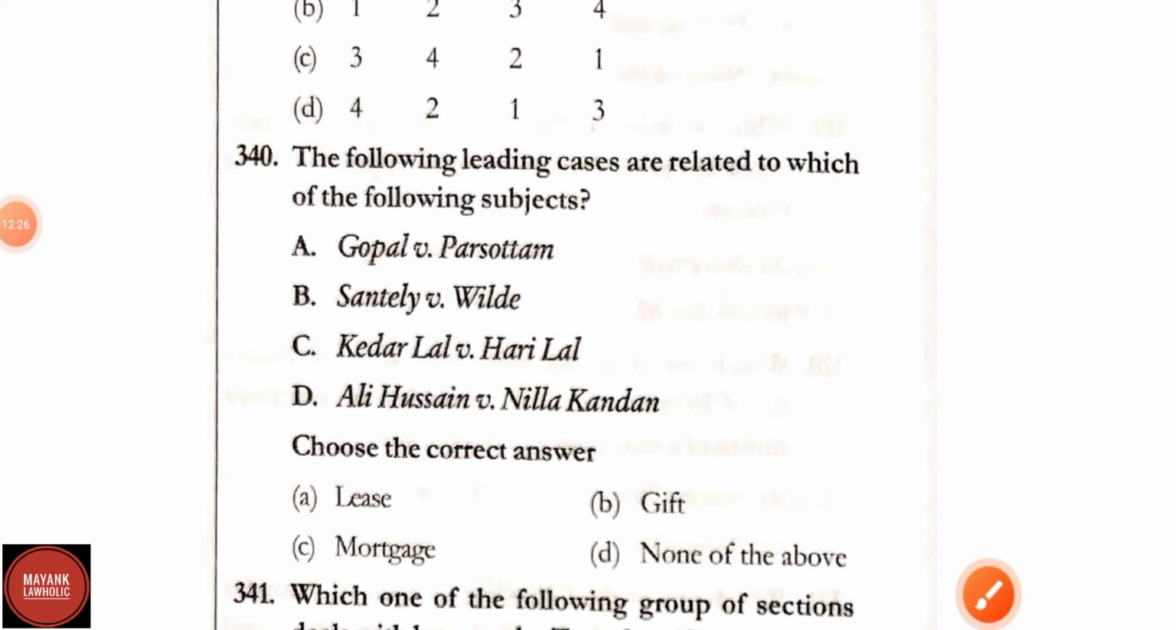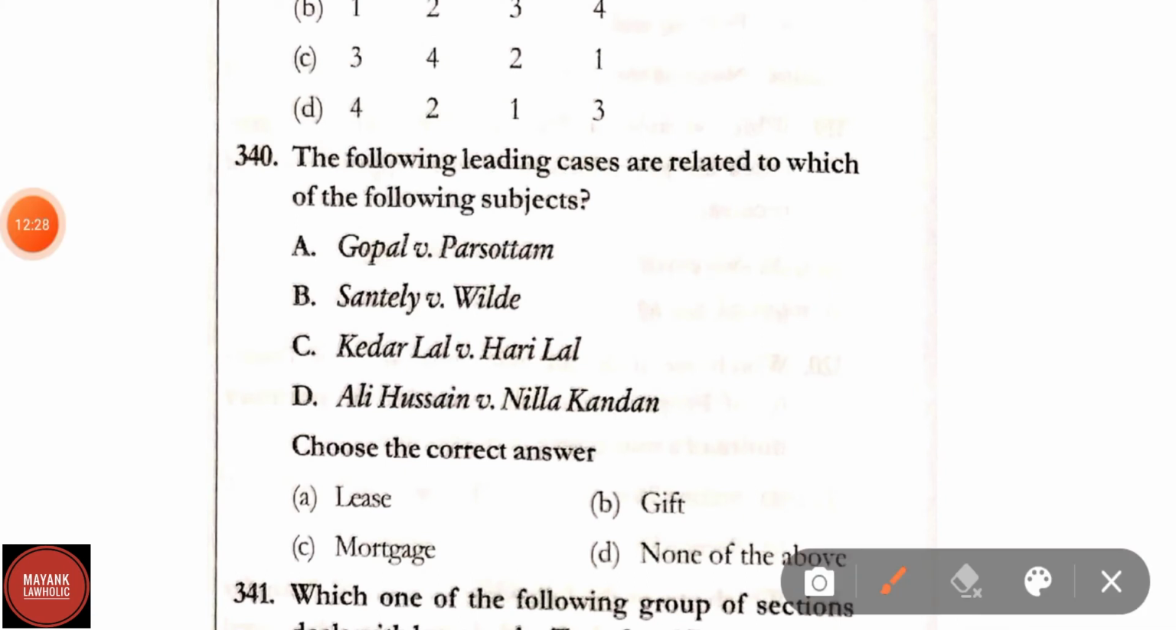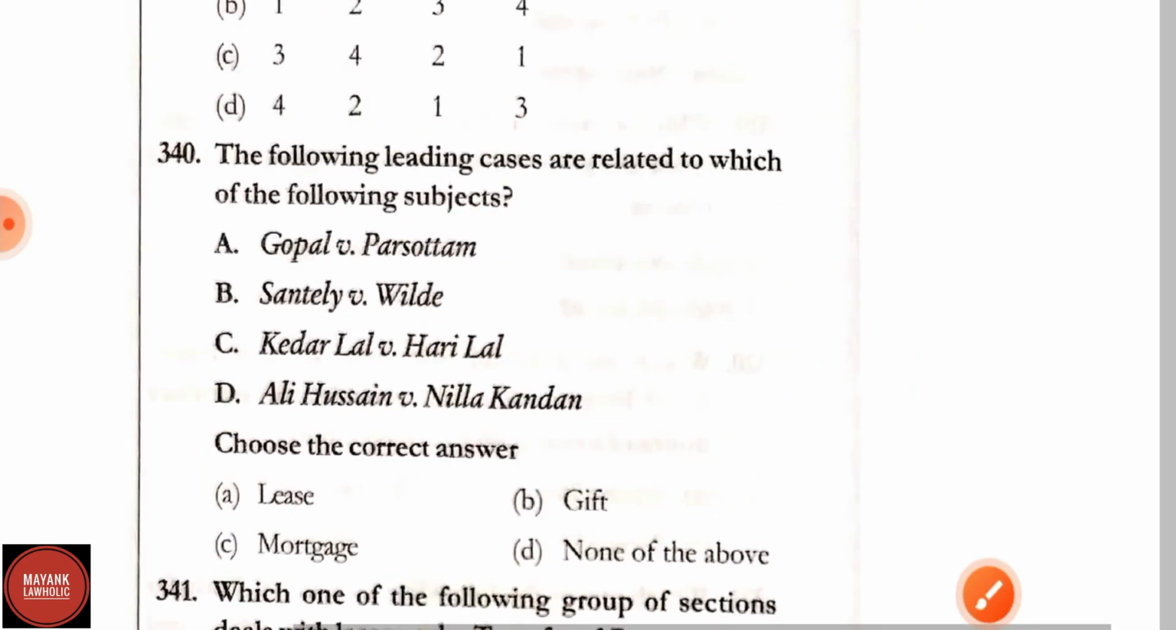Question number 340. The following leading cases are related to which of the following subjects? Options are Gopal versus Purushottam, Stanley versus Wild, Kedar Lal versus Hari Lal, Ali Hussain versus Nilla Kandan. Choose the correct answer. Option A, lease. Option B, gift. Option C, mortgage. And option D, none of the above. Correct answer is option C, that is mortgage.